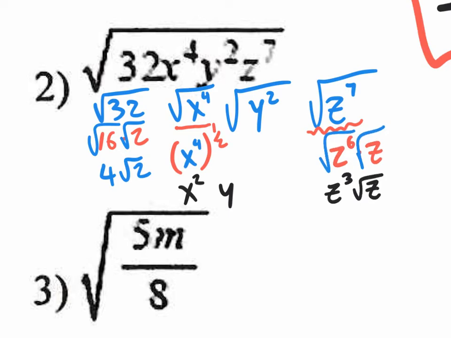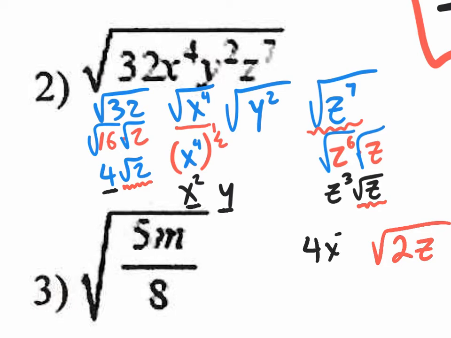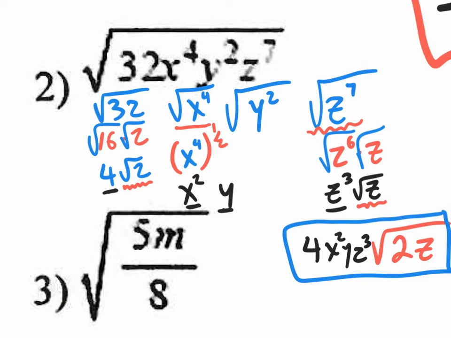Now, let's take a look at all of our answers so far. We have 4 square root of 2. We have this, no square roots. And we have z to the 3rd square root of z. So we're going to take these square root values and put them together underneath one square root. I'm going to take that square root of 2 and the square root of z, and put them together underneath one square root, which is going to be a 2 and a z in there. And then I'm going to take the values that are on the outside of the square root and put them all together. I'm going to take this 4, write it right there. I'm going to take the x squared y, and I'm going to take the z to the 3rd. Ladies and gentlemen, this is our final answer for number 2.